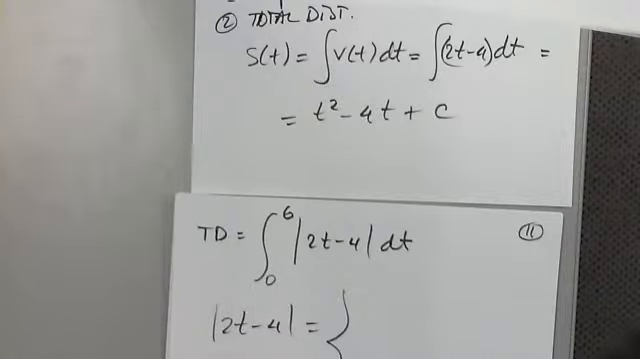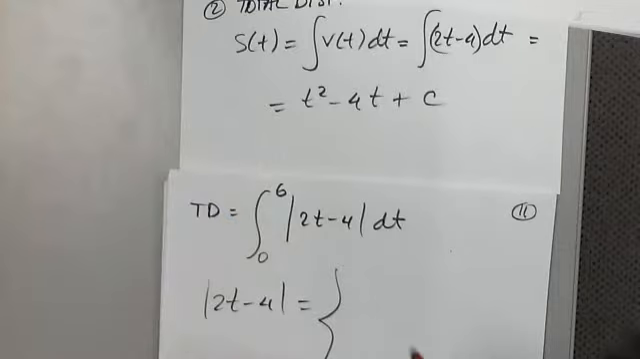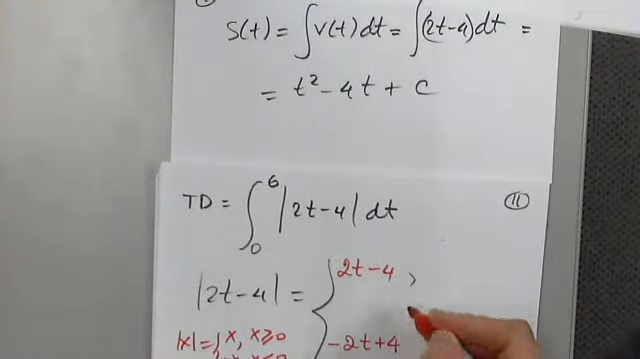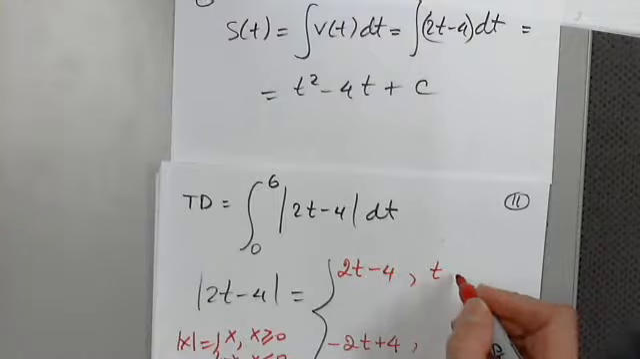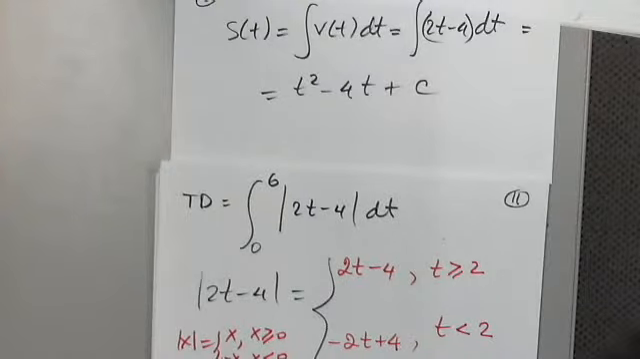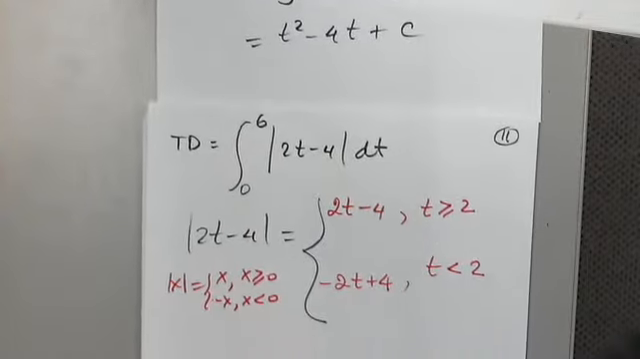Okay, so then we have two options, right, for the absolute value. One option will be 2t minus 4, and the other one negative 2t plus 4, correct? From the absolute value of x being x for x positive or negative x for x negative, correct? So for t greater than or equal to 2 and for t less than 2. Is this clear? If it's not, I will explain again.